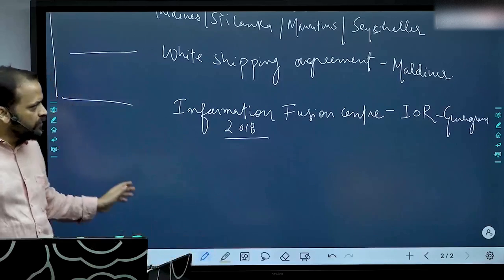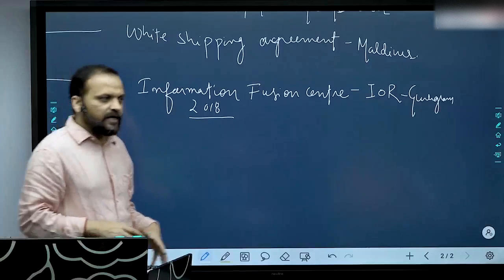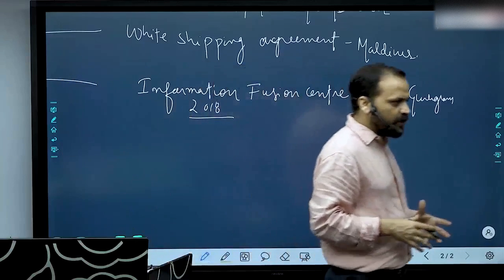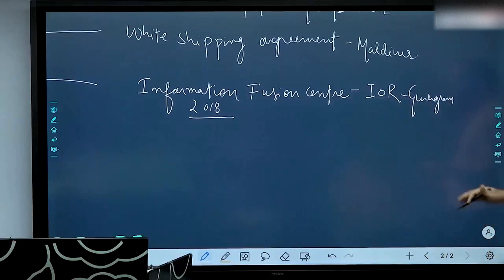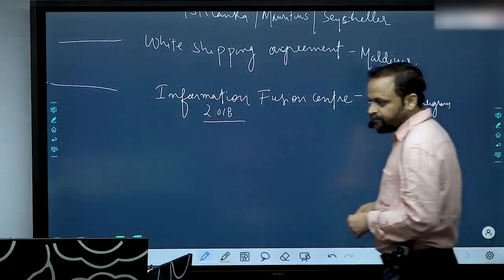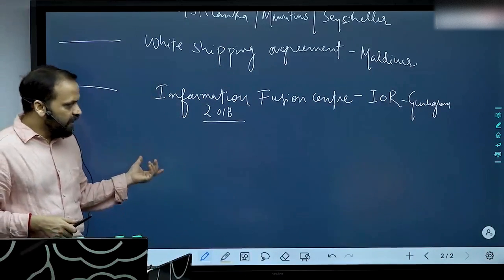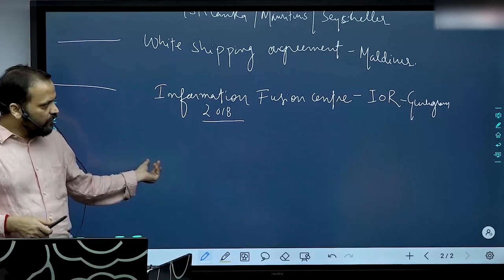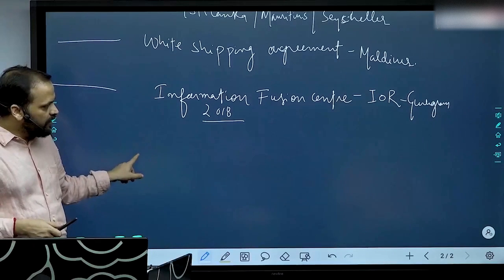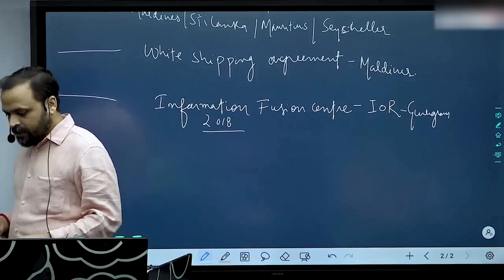Now, Information Fusion Center is about cooperation with other countries in the region. We exchange information, collaborate with other countries in exchange of information on a real-time basis in this region. So, Information Fusion Center, headquartered at Gurugram, operated by Indian Navy. This is another part of India's capability, the capability that we have in this region.